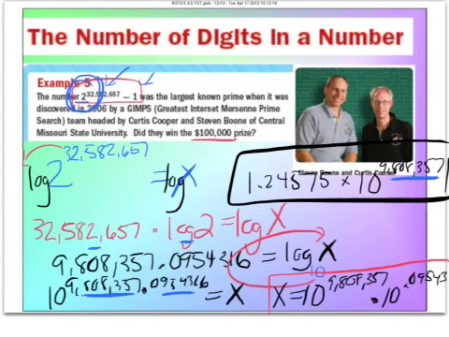Did these guys find the largest prime number, one that had over 10 million digits? They did not. They were very close. Their prime number had 9,808,357 digits in it. And that's how you figure out this problem. Definitely a higher level math problem, but worth seeing.